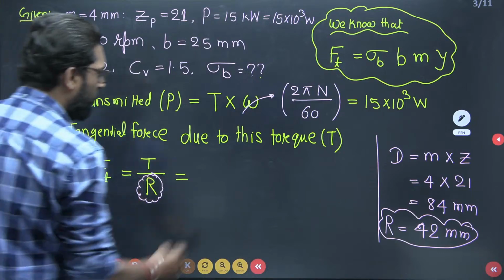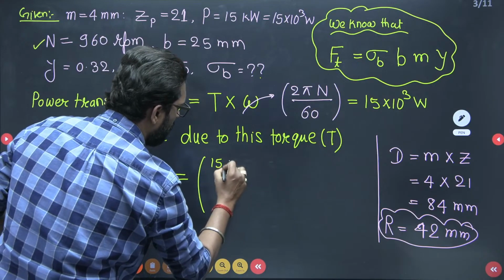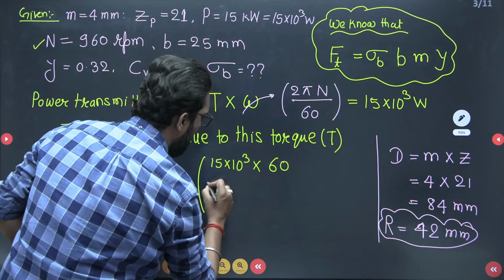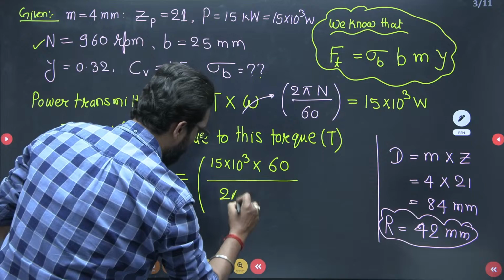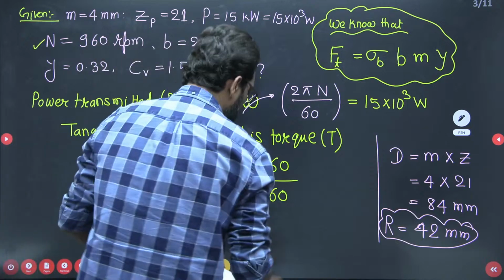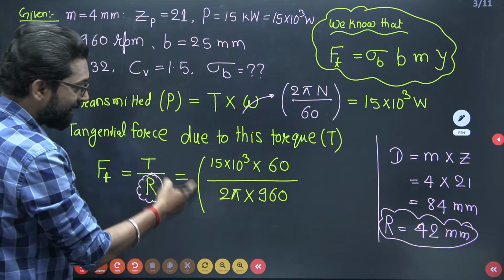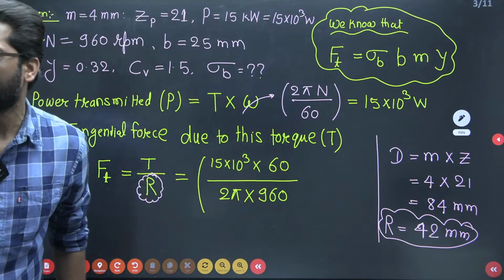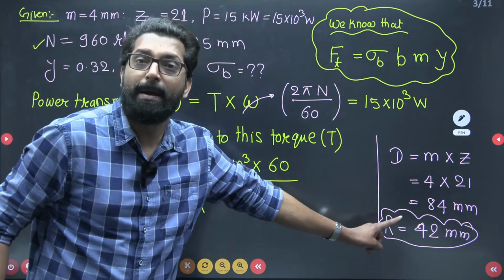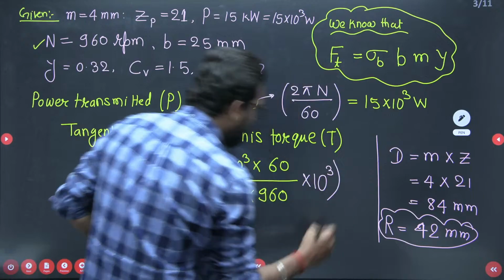Now you have this value. What is the torque here? If you rearrange this, it is 15 cross 10 to the power 3 into 60, divided by 2 pi n. N is 960. Okay. Now this is your torque, but this torque is in Newton meter, while the R value is in mm. So you just have to multiply with 10 to the power 3. So this is your Newton mm.